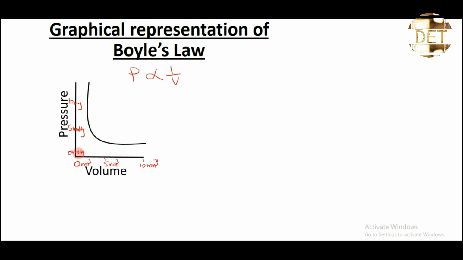An explanation of this graph goes like this. As the pressure increases, you can see that the volume is decreasing. So as the pressure increases, the volume of the gas will be decreasing. You get? And also as the pressure decreases, the volume of the gas will be increasing.